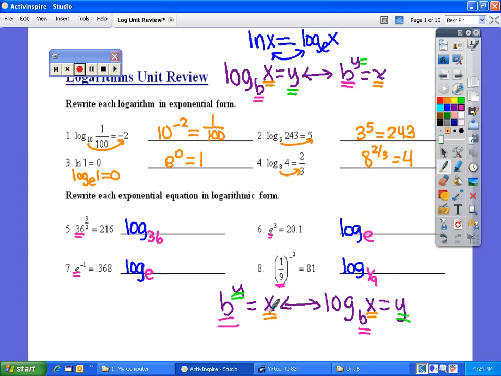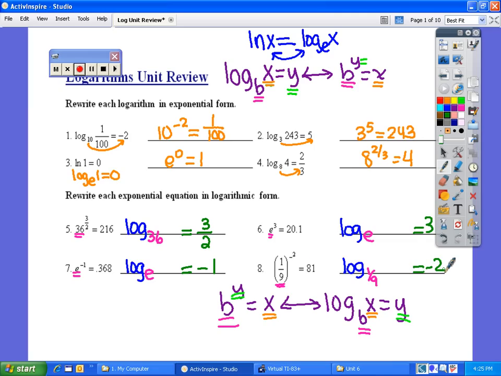Now the next thing you're going to look for is the y part, because that's going to become your answer. And we're going to put that in the next space. So in this case, the exponent becomes the answer. So it'll be equal to 3/2. In this case, it'll be equal to -1. In this case, it'll be equal to 3. And in the last one, it'll be equal to -2.